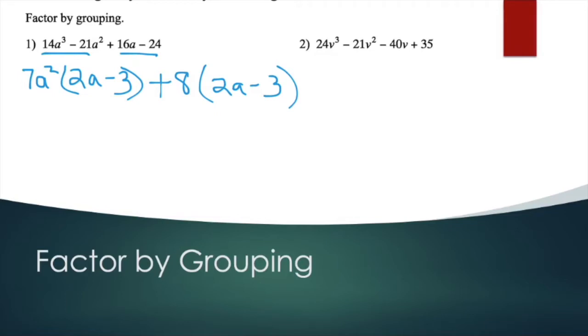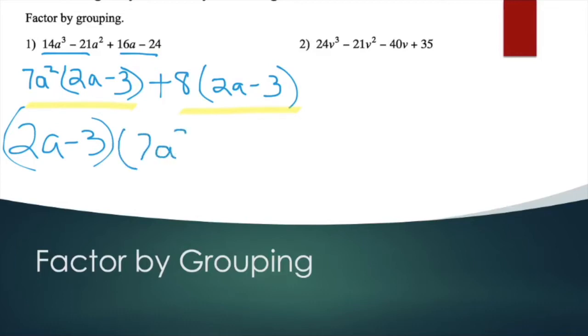This is 2 terms. There's a term right there and a term right there. What is in common in both of those terms? 2a minus 3. If I take a 2a minus 3 out of the first term, what's left? 7a squared. If I take a 2a minus 3 out of this one, what's left? 8.